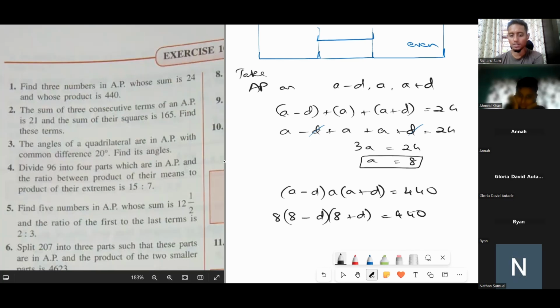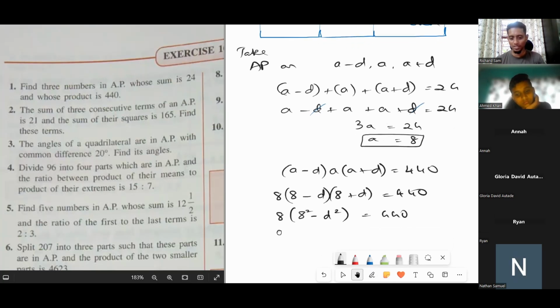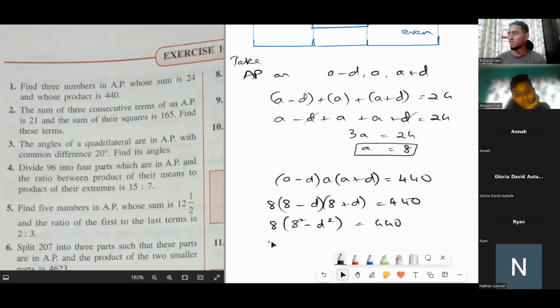So how do we solve this? A minus D into A plus D. We have an identity. What's the identity? A plus B into A minus B. What is it? That is A square minus B square. So 64 minus D square is equal to 440 in the original setup; you can simplify this and find the value of D. Correct? All right, do it.